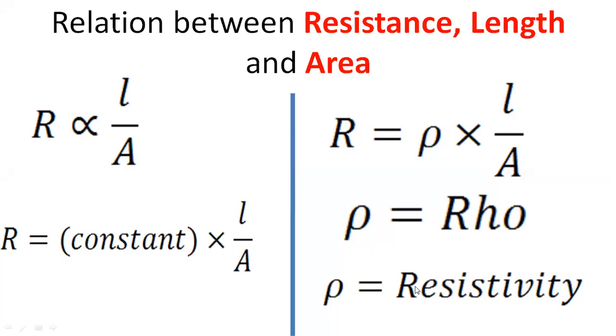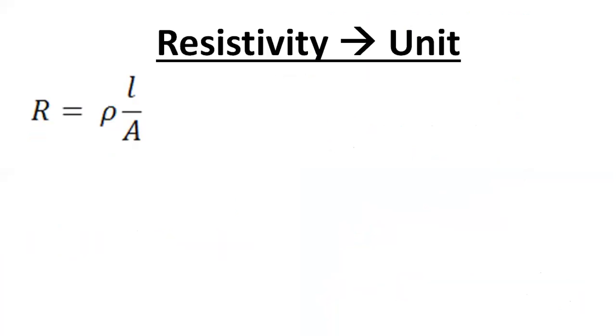According to our relation, rho is a constant value. So we are going to understand today what exactly resistivity is and what its relationship with resistance is. First, we will be deriving the unit for resistivity. To derive the unit, we need the actual formula. Yesterday we came up with the formula resistance is equal to rho L by A. So that we already got yesterday.